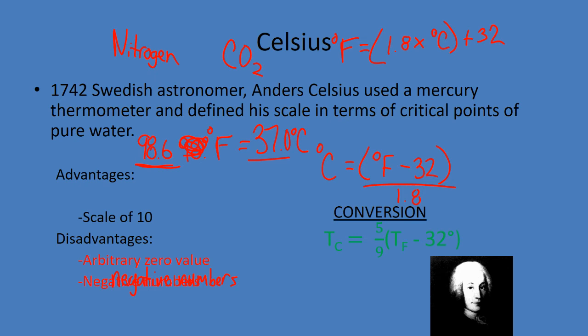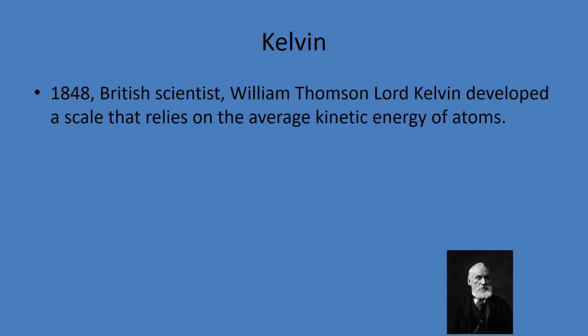All right, so there is one more temperature scale that we have to deal with. Kelvin. Chemists and physicists do not like negative numbers, so they had to approach a way to get around those negative numbers. In 1848, Lord Kelvin developed a scale that relies on the average kinetic energy of atoms. But basically, he changed the Celsius scale. Kelvin and Celsius are the same scale. They're just offset by a factor. He wanted 0 to be a universal constant, not just based on water.